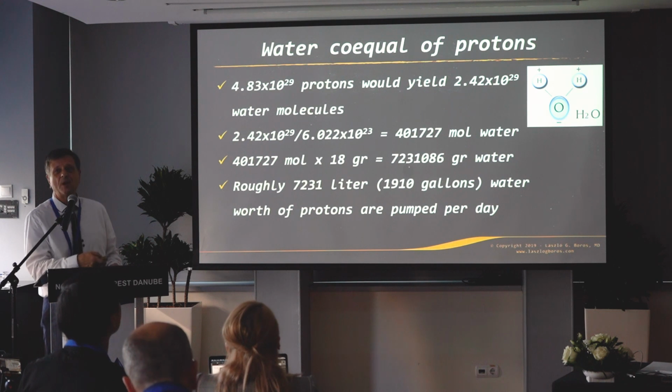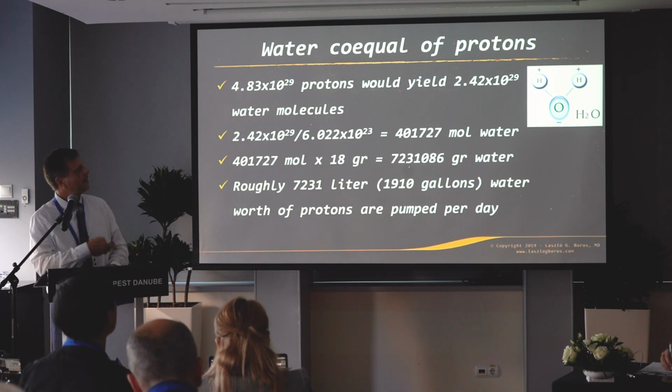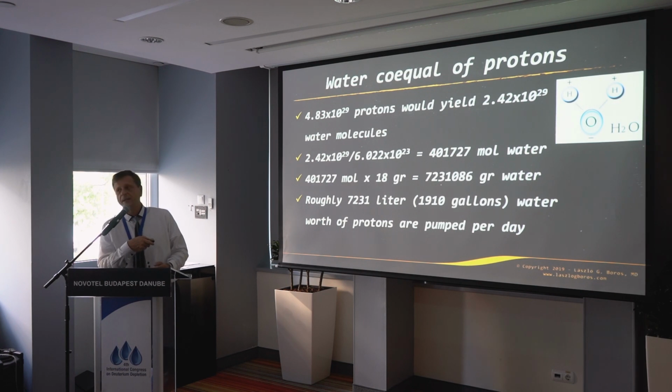Now, to find out how much water equivalent these protons are, we just have to find out, in molar terms or molarity, how many water molecules it means. It actually means about 4,100,000 molar water. We know the molecular weight of water is 18 grams, and it means practically every human being transfers about 7,231 liters of metabolic protons, equivalent of metabolic water, which is about 2,000 gallons a day.